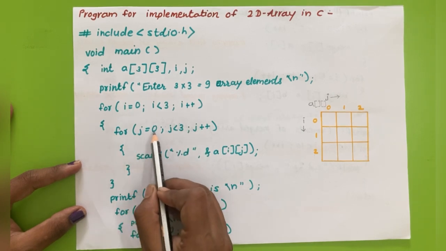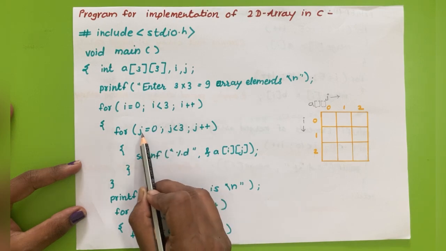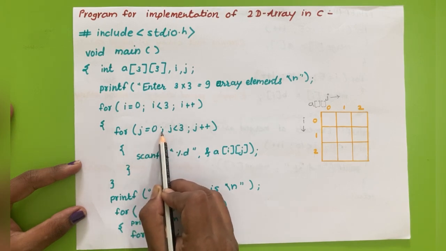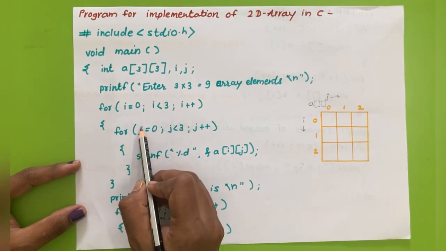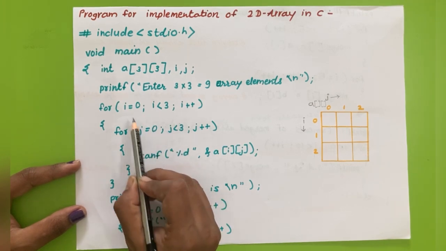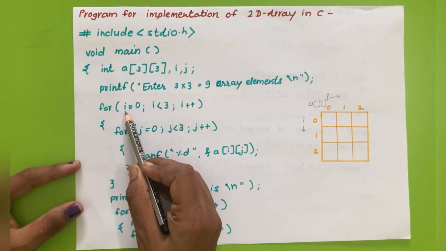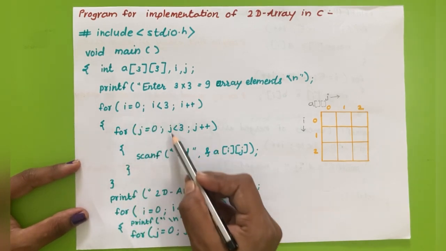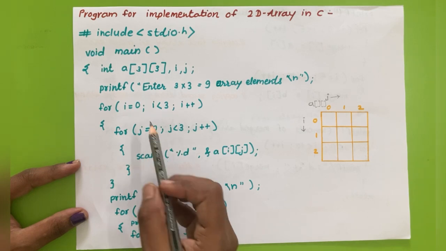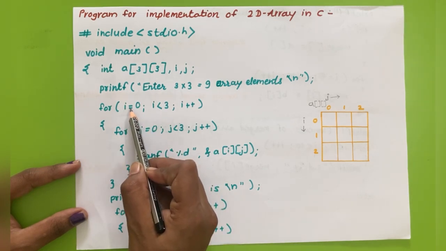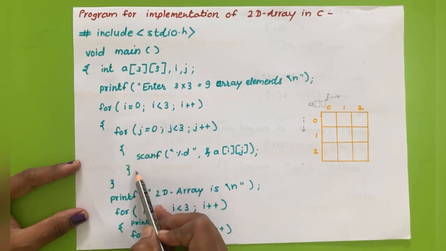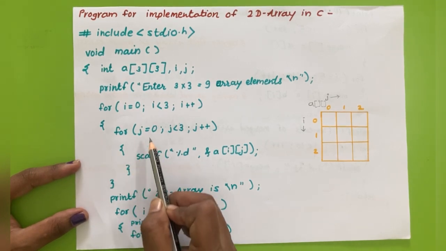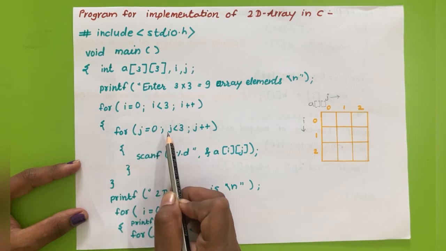Okay, so this loop is going to be repeated 3 times for j is equal to 0, j is equal to 1 and j is equal to 2. And we have the loop of j inside this loop of I. So how is it actually going to be executed? For the value of I equal to 0, this loop is going to be repeated 3 times, means for j is equal to 0, 1 and 2.